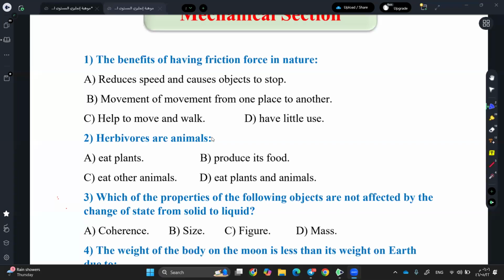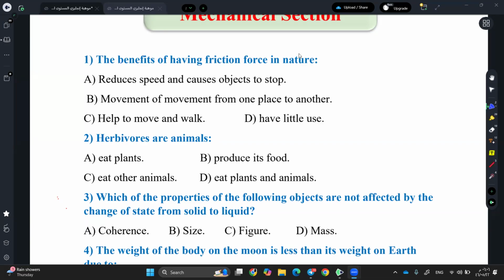The benefits of having friction force in nature. A: reduces speed and causes objects to stop. B: movement from one place to another.